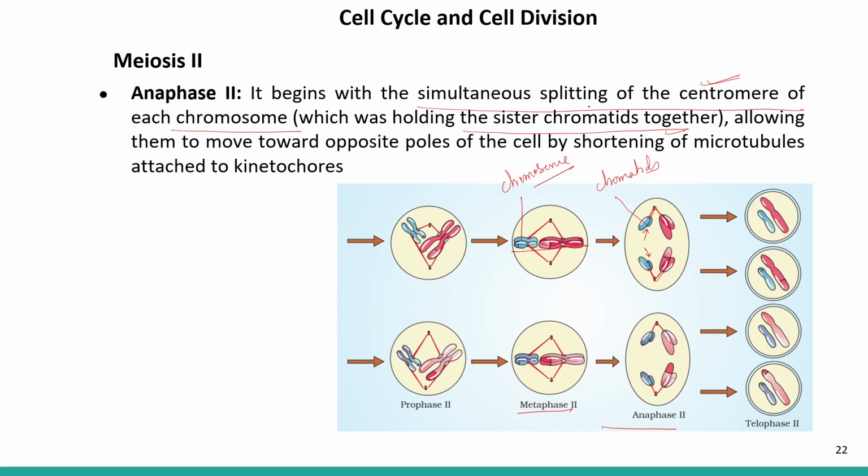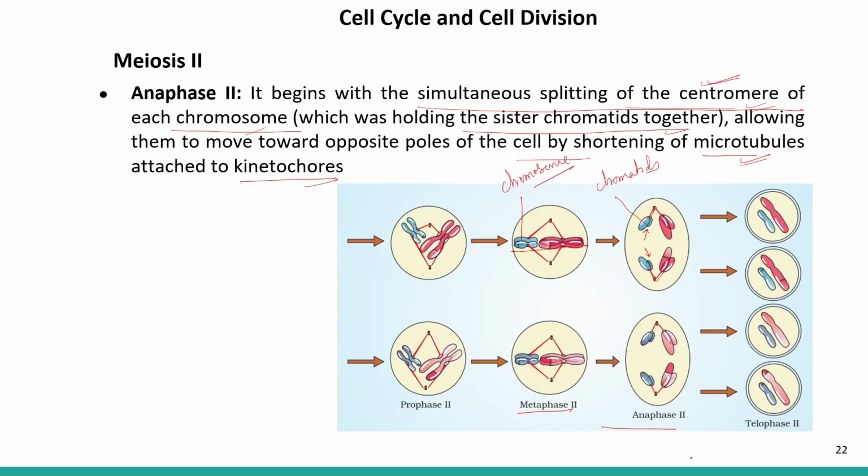So it began with the simultaneous splitting of the centromere of each chromosome, which was holding the sister chromatids together, now allowing the sister chromatids to move toward the opposite poles of the cell by shortening of the microtubules. So microtubules get shortened, okay, and they are attached to the kinetochores and move towards the opposite poles.